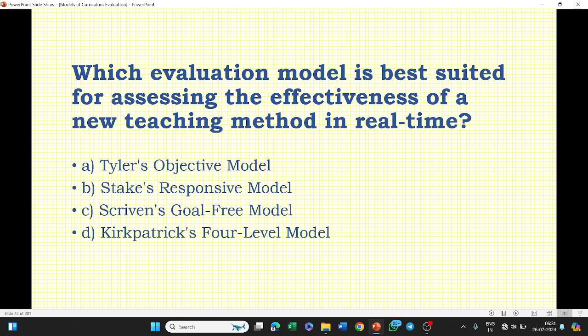Which evaluation model is best suited for assessing the effectiveness of a new teaching method in real time? Options: Taylor's objective model, Stake's responsive model, Scriven's goal-free model, Kirkpatrick four-level model. Answer of this question is option B, that is Stake's responsive model.